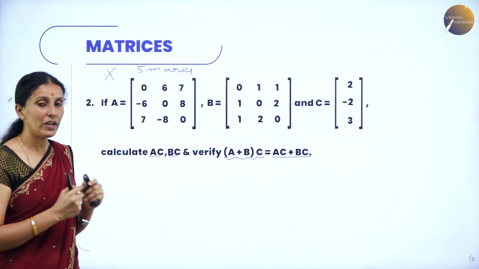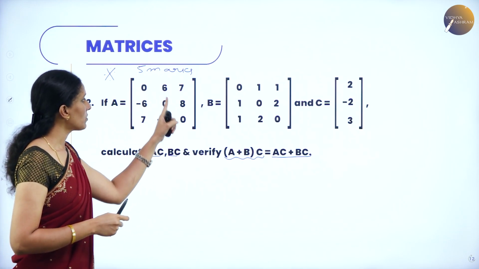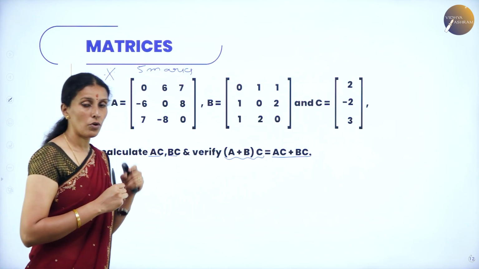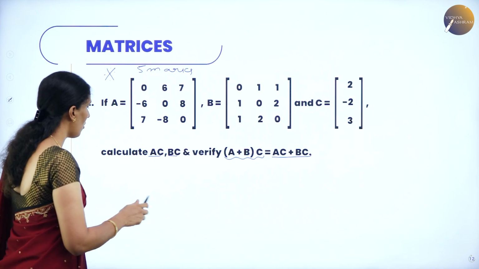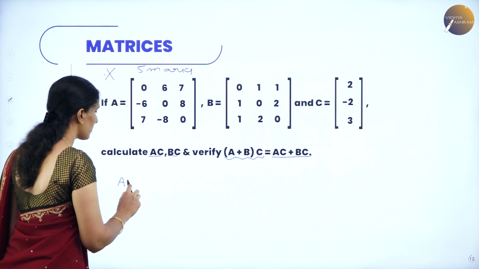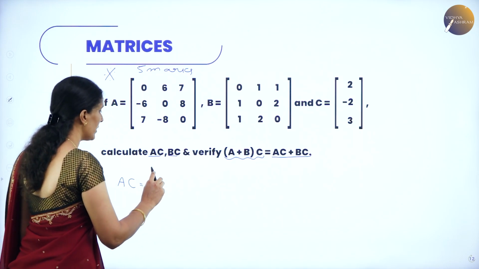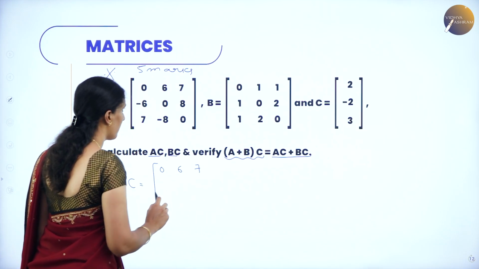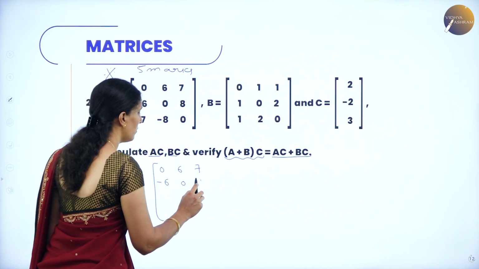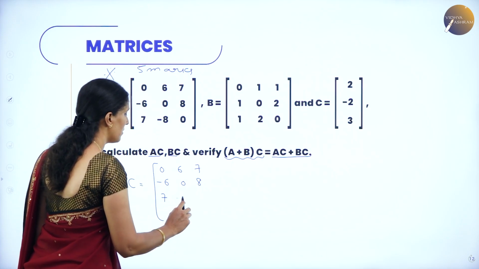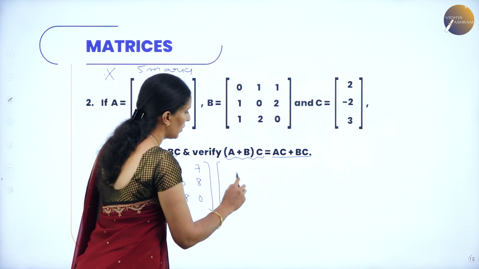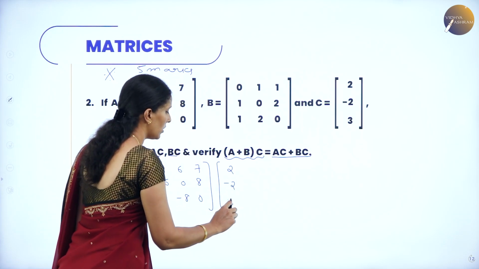AC means, can we define AC? How many columns we have here? We have 3 columns. How many rows we have? We have 3 rows. So AC can be defined. Now let us take AC. So what is AC? 0, 6, 7. Minus 6, 0, 8. 7, minus 8, 0. Now what is C? 2, minus 2, 3.